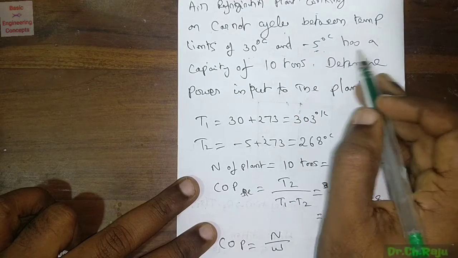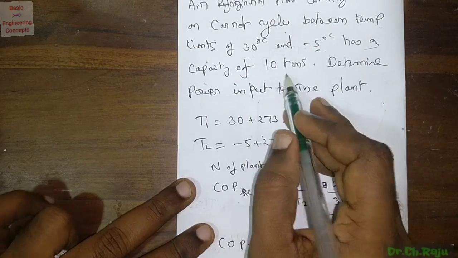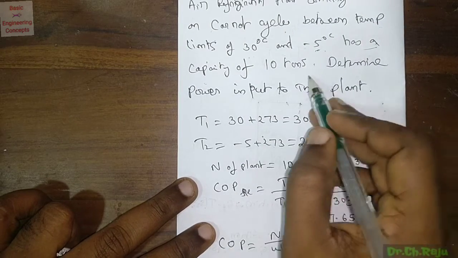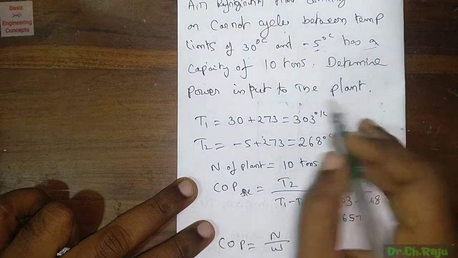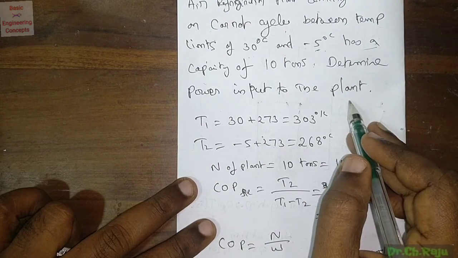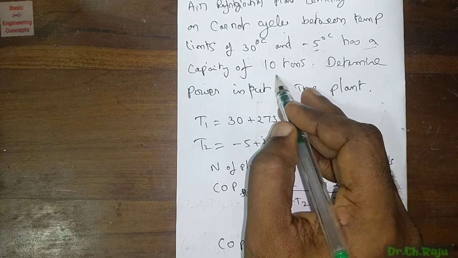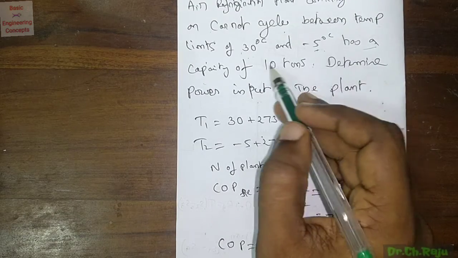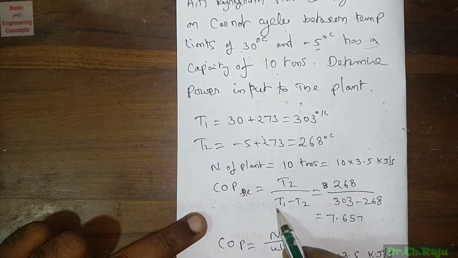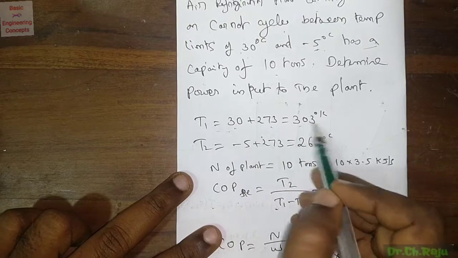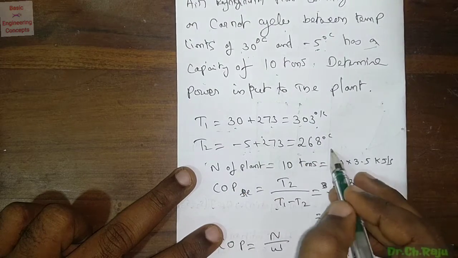Now it has a capacity. The refrigerator plant has a capacity of 10 tons. Determine the power input to the plant, that is the work for the plant. The capacity of the plant is given, and the temperatures are given. Using the temperature limits, you can calculate the COP of the refrigerator. T1 is equal to 30 plus 273, that is 303, and T2 is equal to minus 5 plus 273, that is 268.